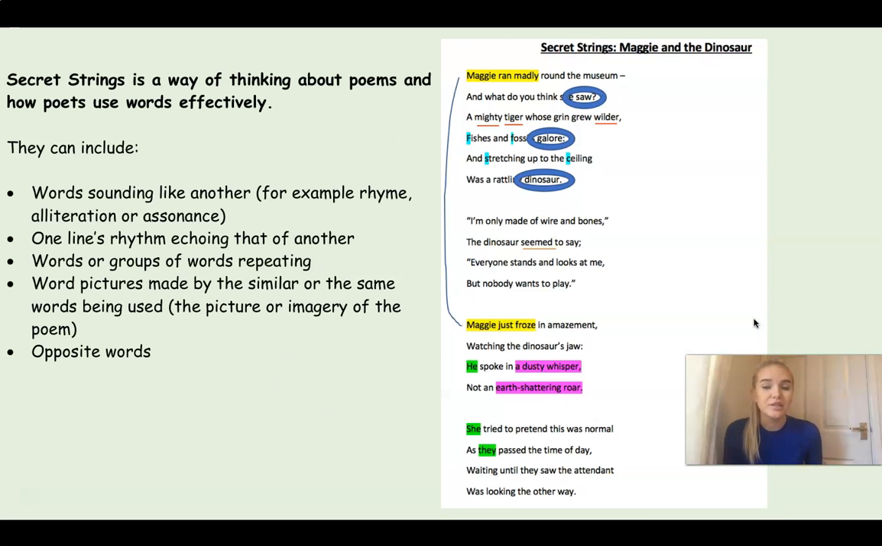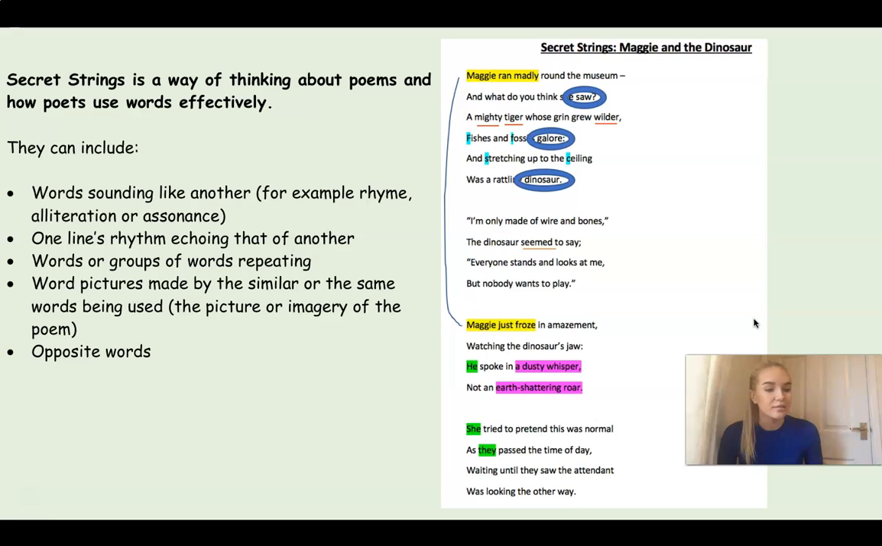First of all, I want to remind you of the secret strings, the way that we think about poems and how poets use words effectively. Now, we have the secret strings that we looked at a few days ago, but this one is different. This one is for Maggie and the dinosaur, and I think we've looked at this one already. Now, I'm just going to remind you how to annotate the secret strings.